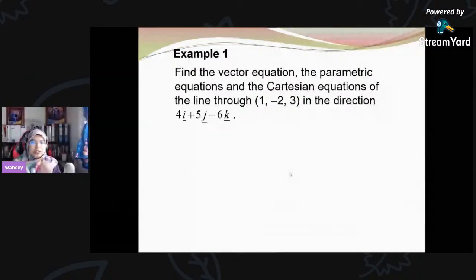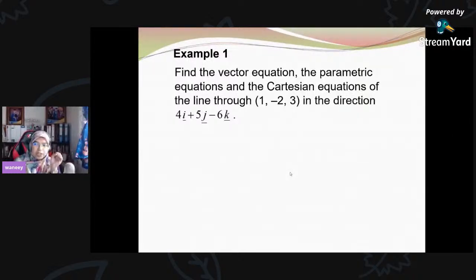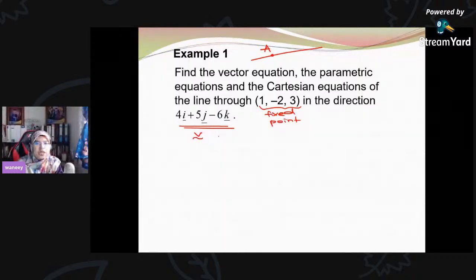Okay, so now example 1. Find the vector equation, the parametric equation, and the Cartesian equation of the line passing through 1, -2, 3. So as long as the line passing through one point, this point is called the fixed point. This is the fixed point in the direction of, so we have this direction. That means this is our direction vector, or we're going to call them V. So we have A, we have V. So let us see what is the vector equation of the line. Do you remember the formula?